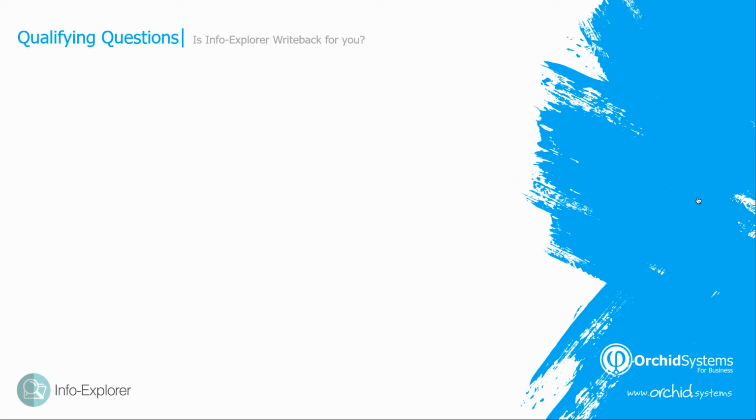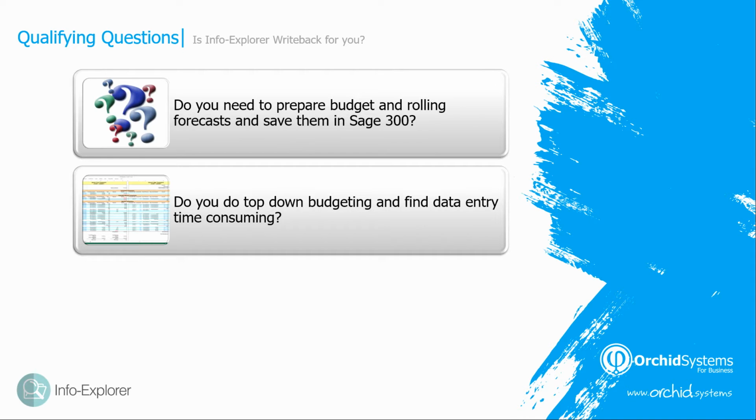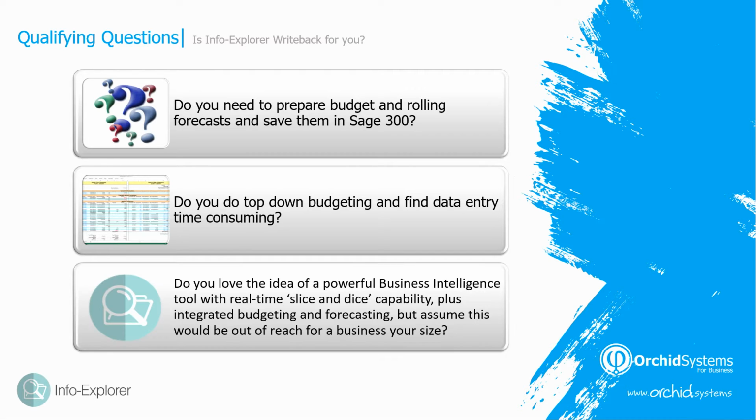But first, is Info-Explorer Writeback for you? Do you need to prepare budget and rolling forecasts and save them in Sage 300? Do you do top-down budgeting and find that the data entry can be time-consuming? Do you love the idea of a powerful business intelligence tool with real-time slice and dice capability, plus integrated budgeting and forecasting, but assume this would be out of reach for a business your size?